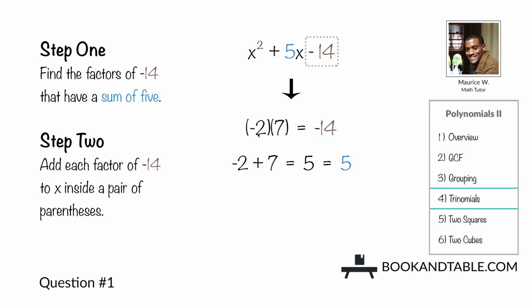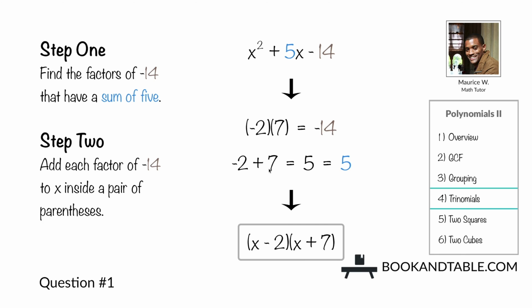We'll then go to negative 2 times 7. That also equals negative 14. When we find the sum of these two factors, we get negative 2 plus 7, which is positive 5, which does match the coefficient of our x. So these are the two numbers that we're looking for. And now you add each of these factors to x inside a pair of parentheses, giving us the factors we were looking for, which are x minus 2 and x plus 7.